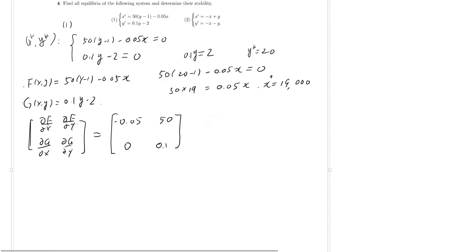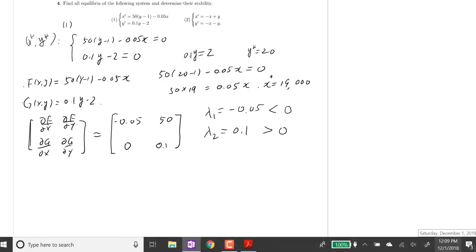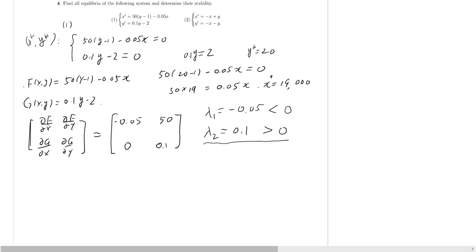Okay. Now, if you look at this matrix, we can find eigenvalues easily. Because here, you see, this is an upper triangular matrix. We have 0 over here. So two eigenvalues are the following. Lambda 1 is simply negative 0.05, and lambda 2 is 0.1. First eigenvalue is less than 0, and second eigenvalue is positive. As long as you see one eigenvalue is positive, it is unstable. So what we have over here, x star, y star, is unstable.